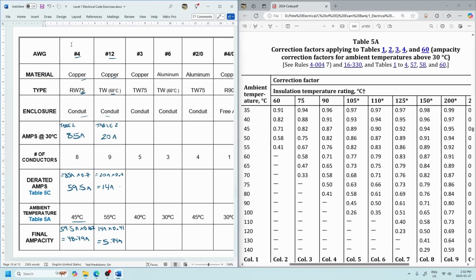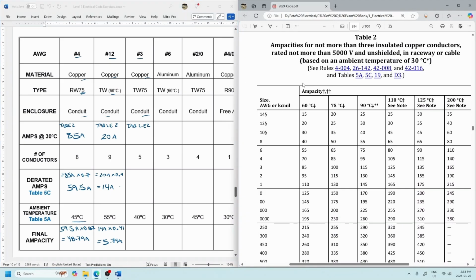Okay, hopefully you're getting the same answers here, guys. Next one, number 3 copper in conduit, so we're in table 2. Let's go back to table 2. We're in the 75-degree column. We've got number 3s, so that's going to be good for 100 amps, guys. You can see that right there.